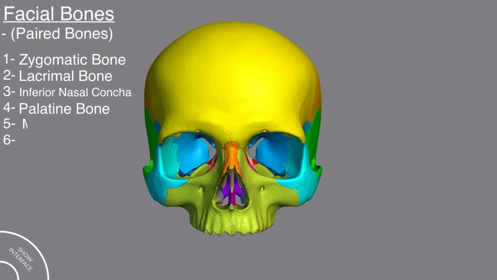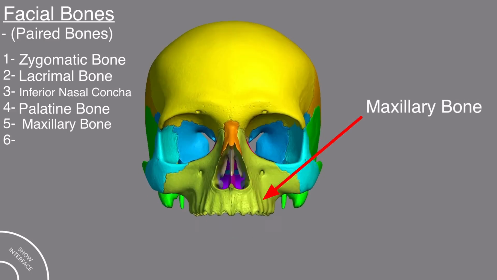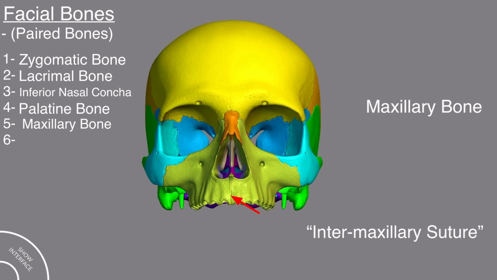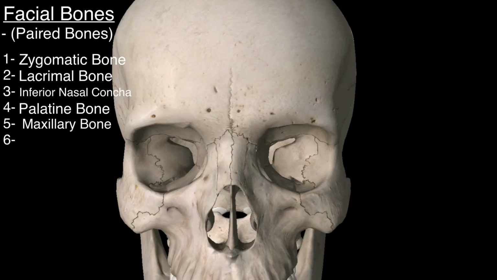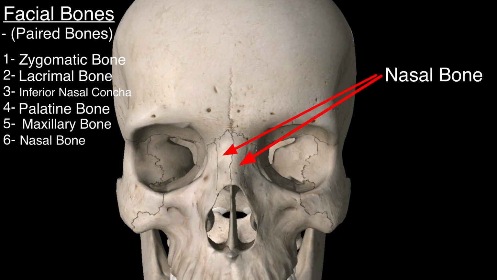The fifth bone is the maxillary bone. This is the maxillary bone. There is a suture called the intermaxillary suture present between the two bones, which tells us that these are two separate bones. This is the first maxillary bone and this is the second maxillary bone. For the last bone, we have to move to a different model. In this model, the last paired facial bone is the nasal bone. These are the two nasal bones separated by this suture.